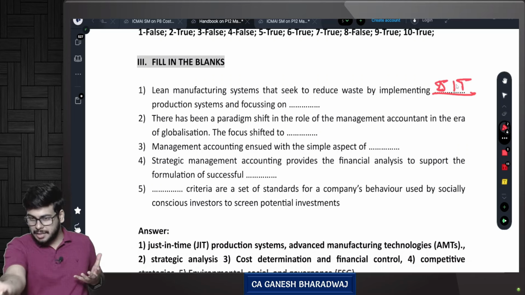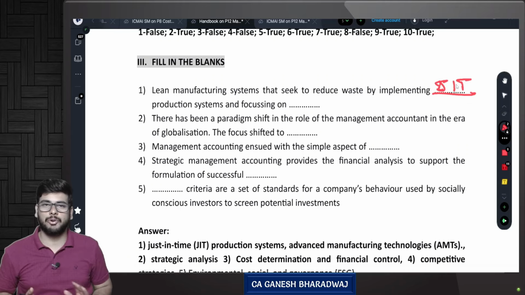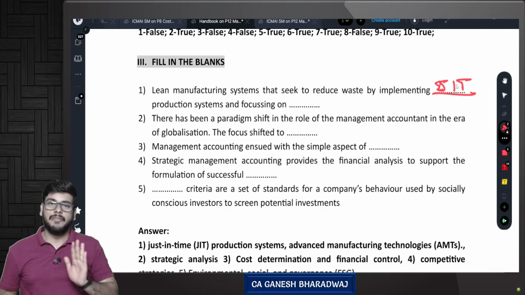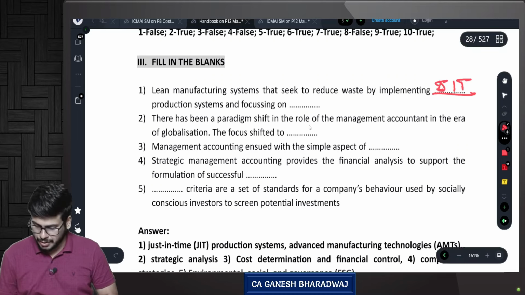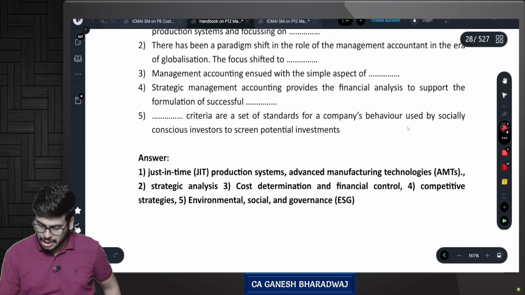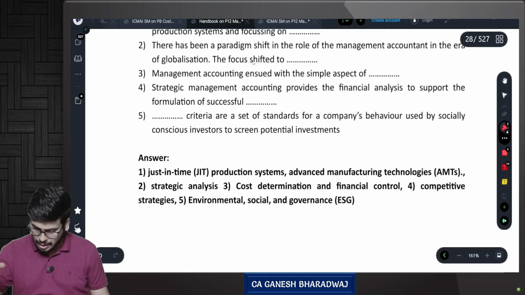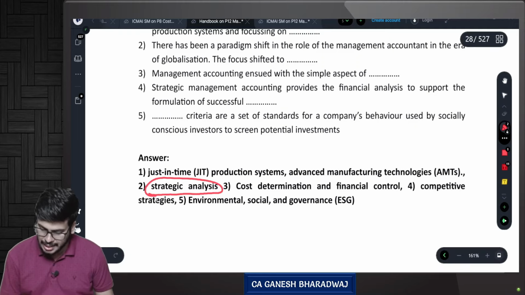That is, only if a demand comes, I will actually produce the product. It is not a push system where product is produced and pushed into the market. Let the demand come and then I will produce it. There has been a paradigm shift in the role of management accountant in the era of globalization. We saw that the focus of shift is towards strategic analysis right now.